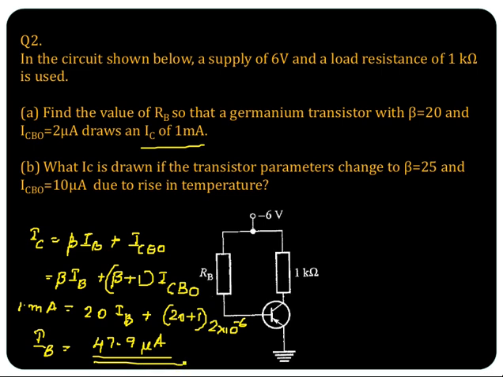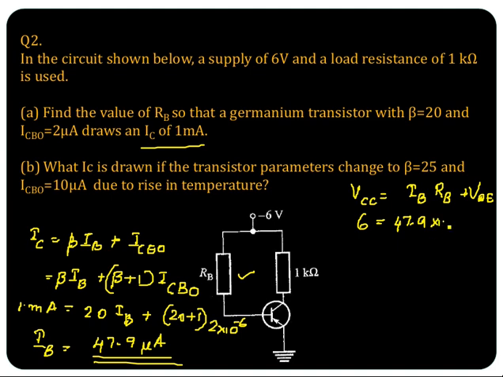So now that you have got IB, you know IC. So what about the input equation? You want to find out the value of RB, isn't it? You have found out IB. So if you want to find out RB, you have to write down the input side equation. So VCC equal to IB RB plus VBE. Okay, so VCC is given as 6 volt here. 6 is equal to IB RB. What is the value of IB?